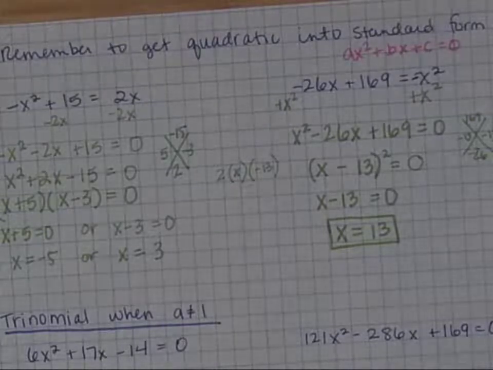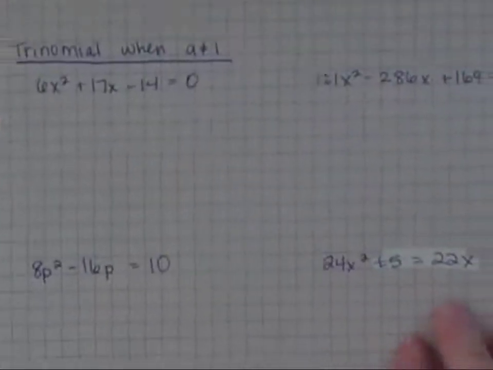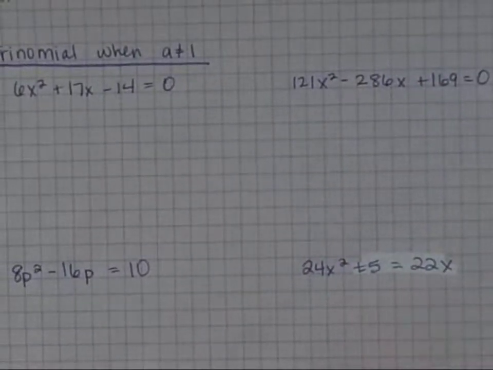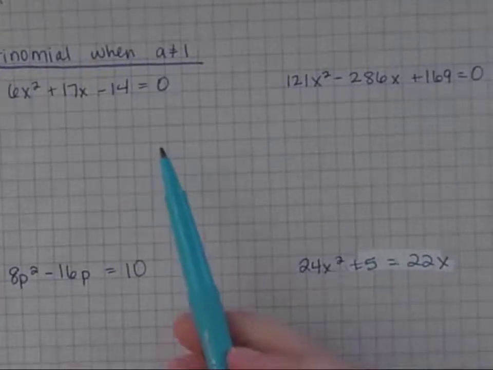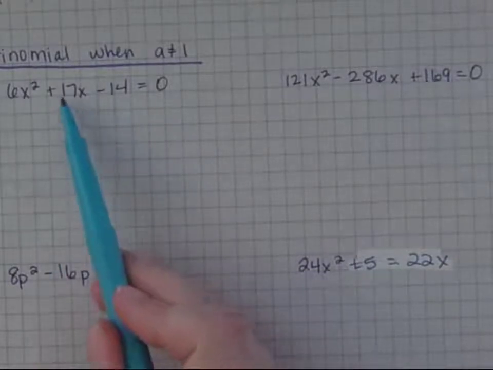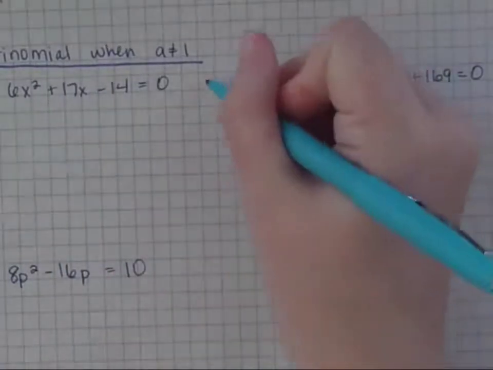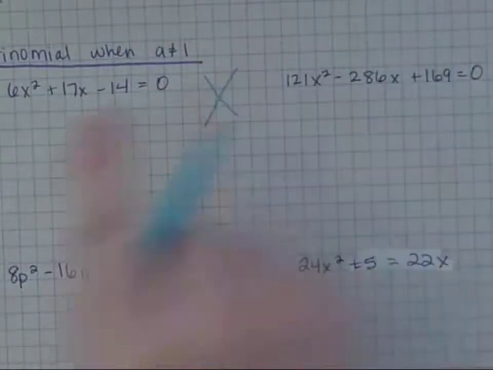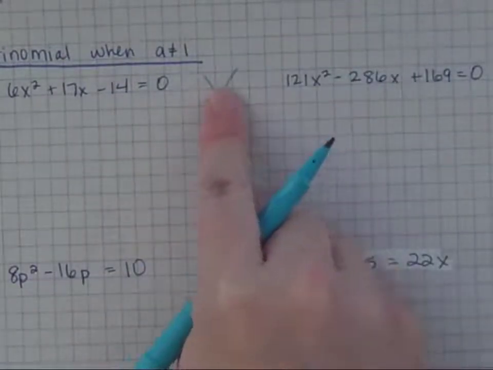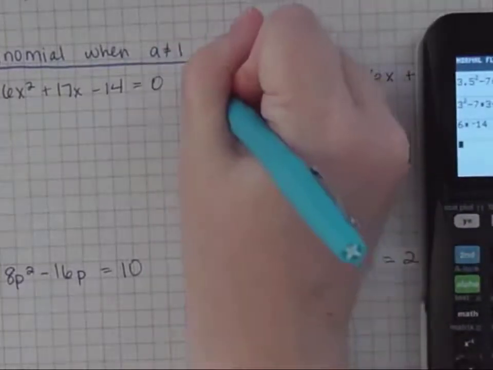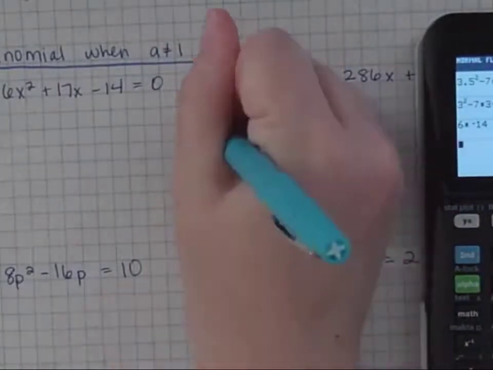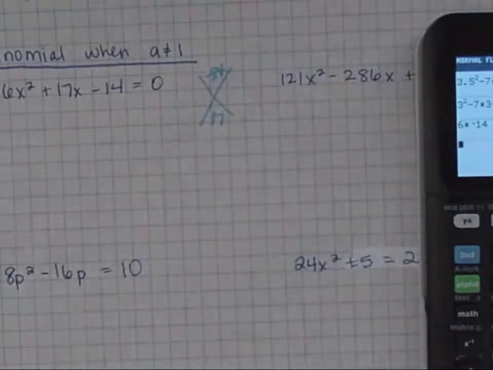All right, the last part of our review is your trinomial when a does not equal 1. Remember that when you see something like this, you're going to have to group. Always ask yourself, make your life easier. Do you have any GCFs? No, because 17 is prime. So remember that you have to multiply to see what goes up here: a times c. So 6 times -14 is -84. What multiplies to be -84 and adds to be 17?